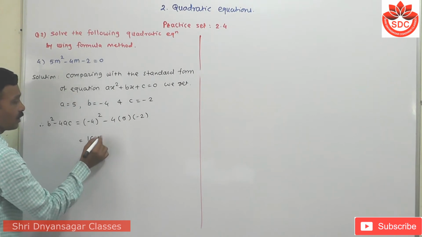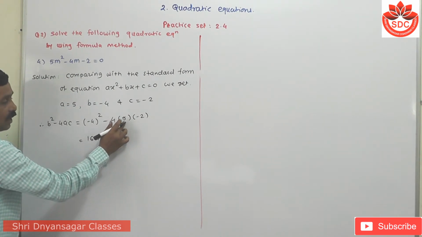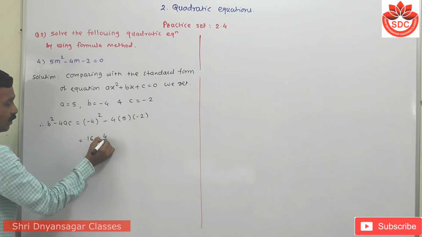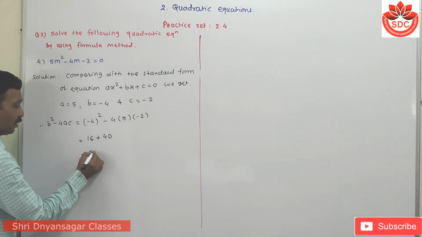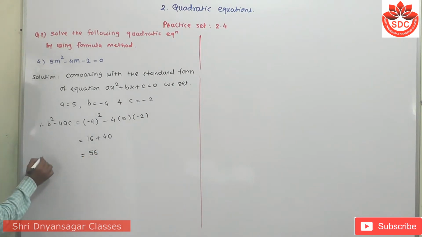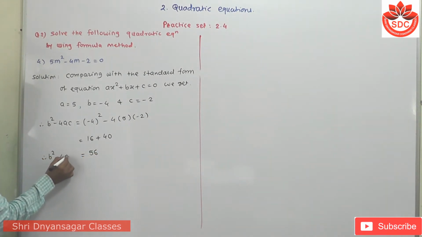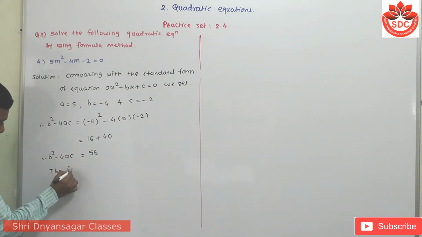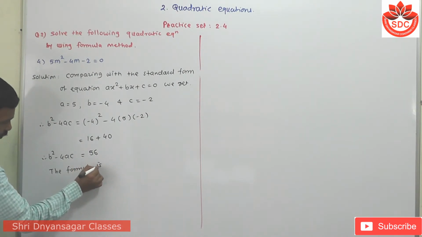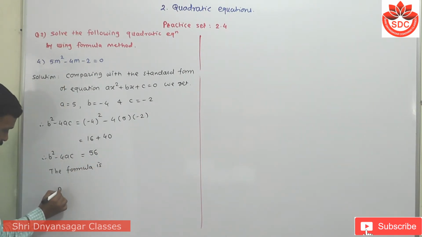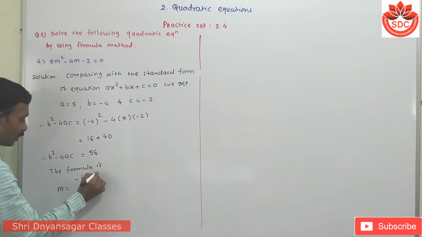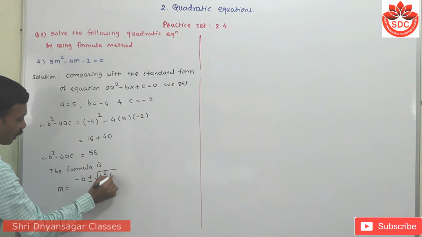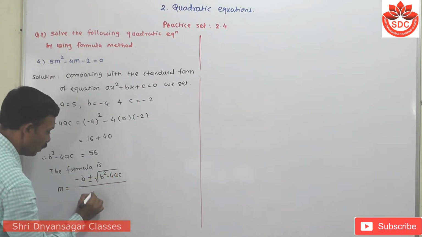Minus, minus plus, 4 5s are 20. 20 into 2 is 40. Means that the addition becomes 56. This is the value of b square minus 4ac. Then the formula: here the variable is m, so m is equal to, the formula is minus b plus minus under root of b square minus 4ac upon 2a.